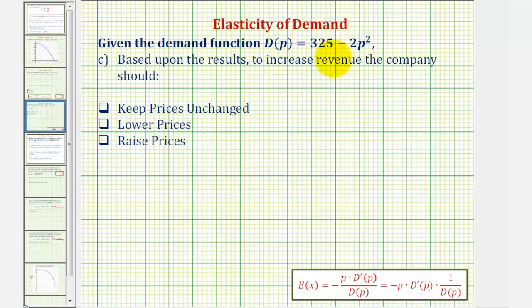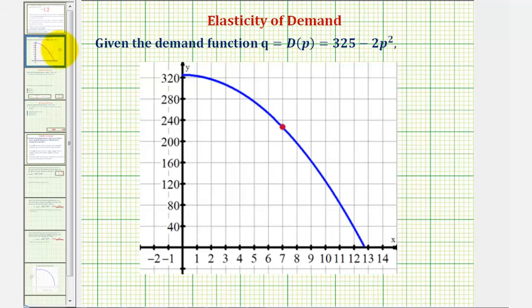So if we take a look at the graph of our demand function for a moment, notice as the price increases, the demand decreases. So the elasticity of demand can help us determine whether we should raise prices, lower prices, or keep prices the same to maximize revenue. So for example, in this problem, the price is set at $7, and we can see our demand. So the question is, should we raise prices, lower prices, or keep prices the same to maximize the revenue?